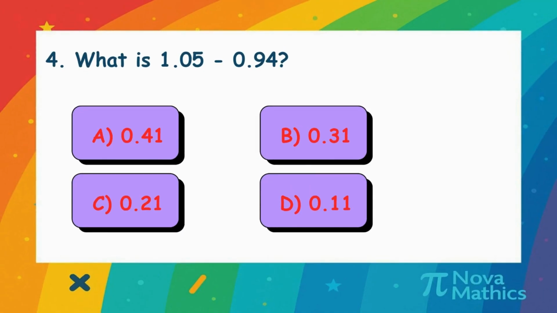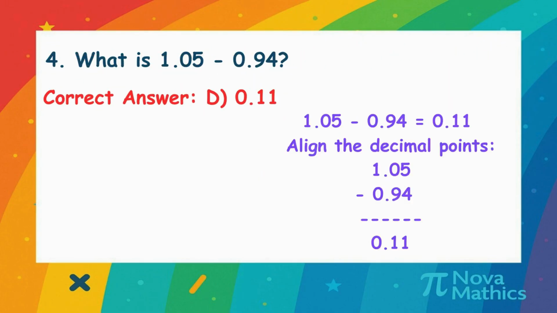4. What is 1.05 minus 0.94? Correct answer is 0.11. Line up the decimal points and subtract carefully. The answer is 0.11.